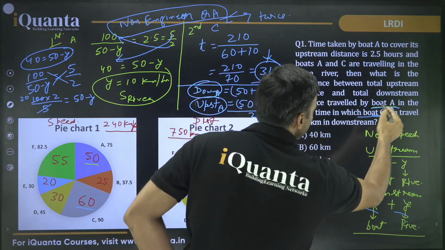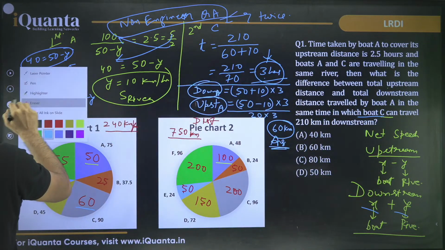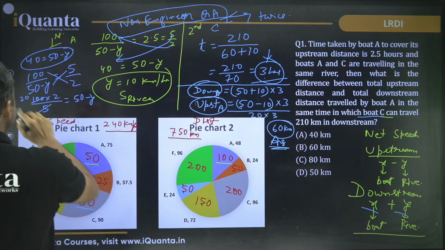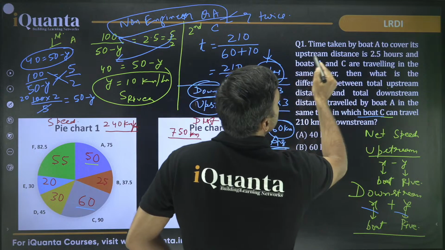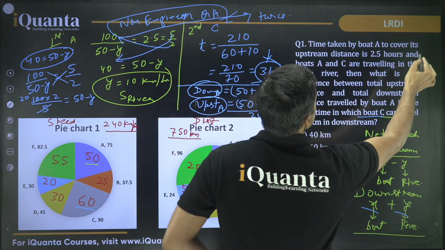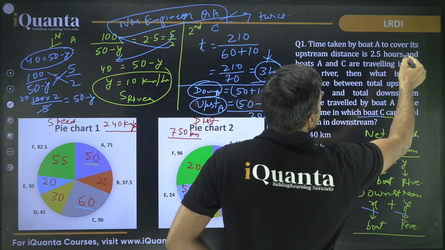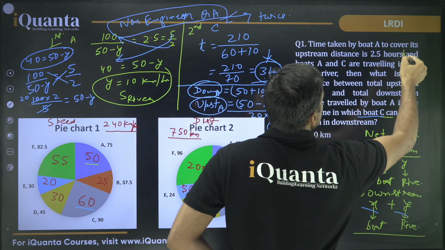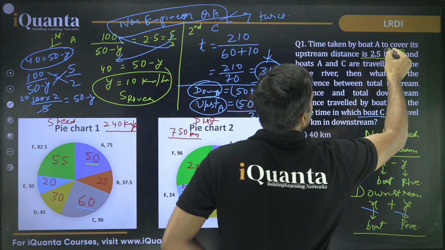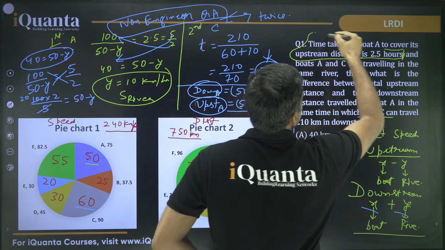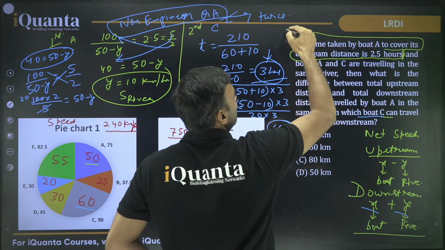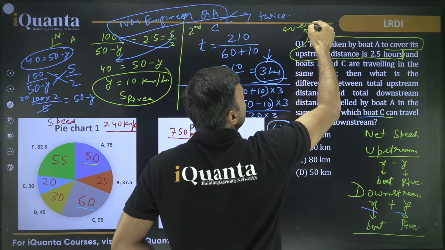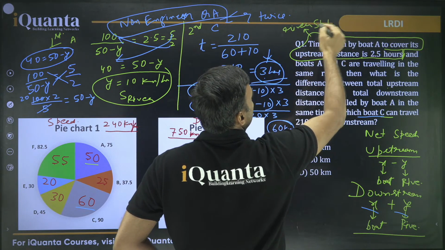Just read carefully, okay? Look, I try to point it out. Time taken by A to cover its upstream distance is 2.5 hours. Okay? This is one piece of information. What will we get from this? We will get the river speed. You will be able to find the river speed from here.